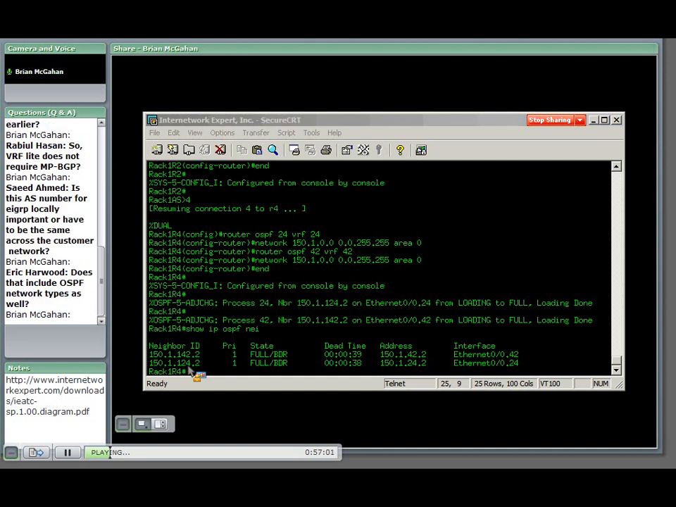Okay, there's a question here, does that include the network types as well? Yes. So if we wanted to, in this case, since there's only two neighbors, we could have gone to the interface and said ip ospf network point-to-point. Or if it was multipoint, we could say ip ospf network point-to-multipoint. Okay, so any of the global OSPF options, you can apply those to the VRF instances. Now in this case, it's showing the two neighbors, but technically they're not inside the same process.